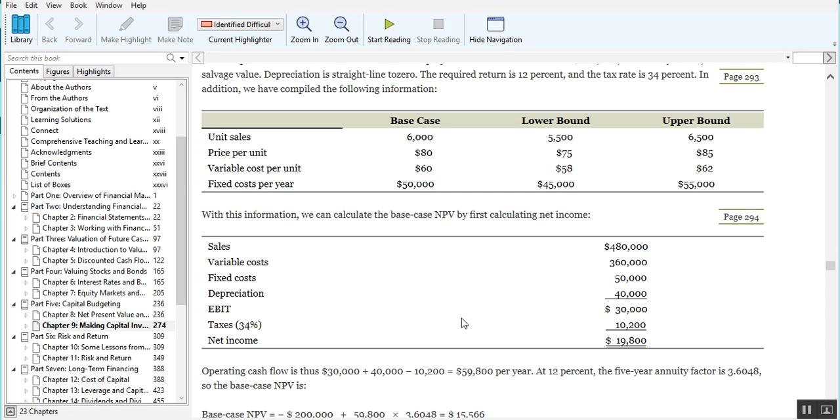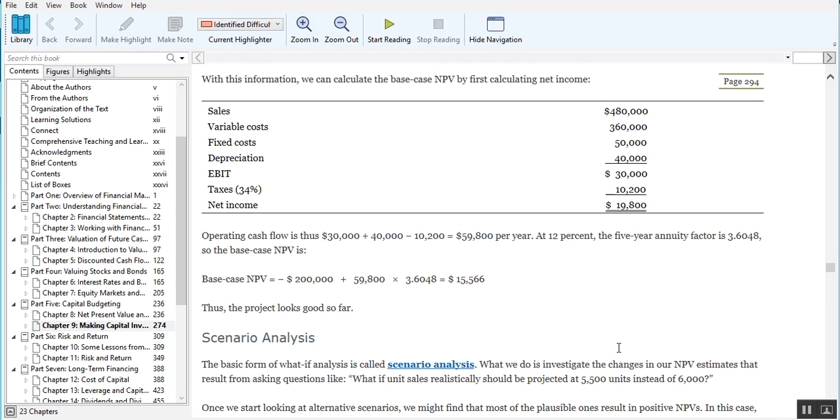So if we're looking at this, we can calculate the base case right here. We're going to sell that many units at $80 a unit, so we calculate all this out. The sales, the cost, fixed costs, depreciation, earnings before interest and taxes, and then net income. So if we look at that, we have operating cash flow, because we're going to add back some things. We're going to add back the $40,000 in depreciation. We're going to subtract out the $10,200 in taxes. So we actually have operating cash flow of $59,800 a year.